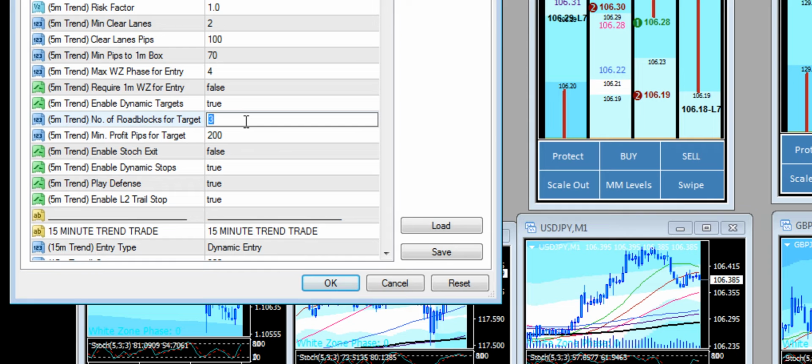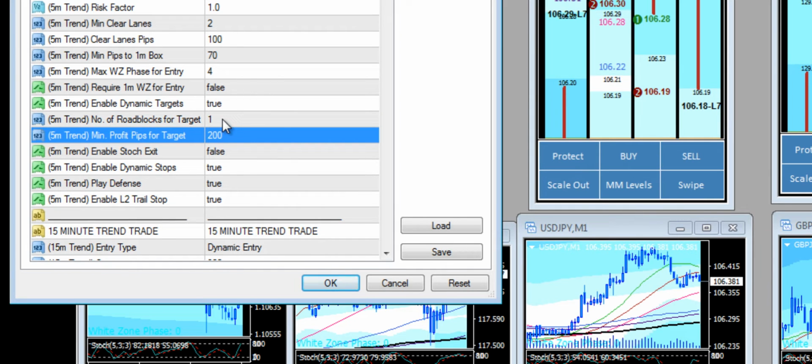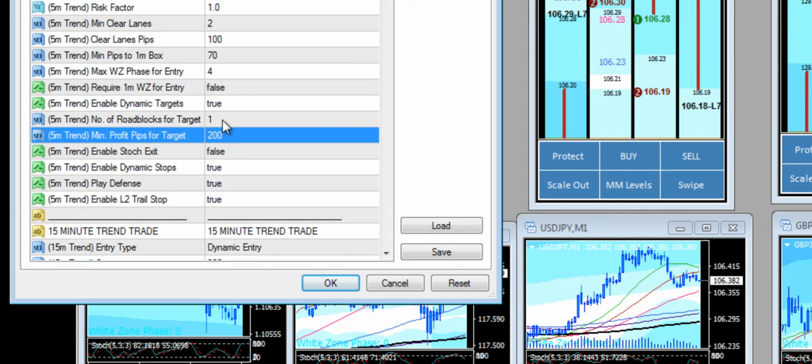But I think once you've got 20, then just taking me out at any level is fine. But I can tell you, if you do 20 and then you do a 2-column roadblock, it could be 40, 50, 60 pips up to the next 2-column roadblock.